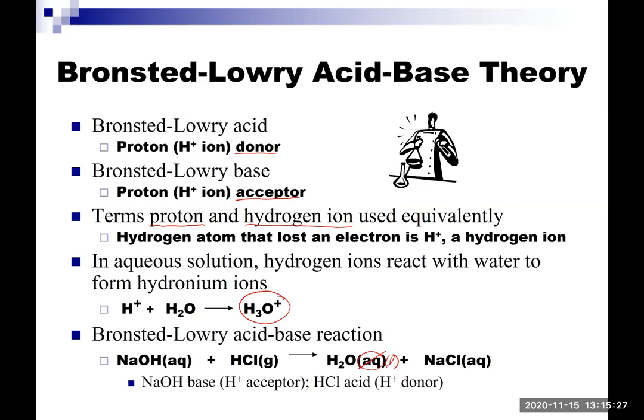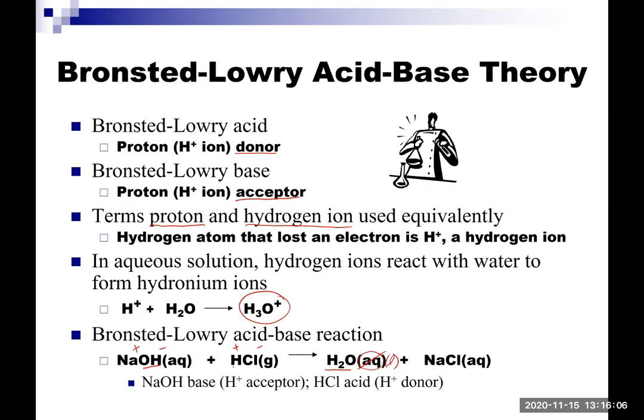So we have sodium hydroxide base, that is our OH minus and our Na+ species here. And we have HCl, that is H+ and Cl- species here. So what happens is the OH minus is going to accept a proton from HCl. How do we know that happens? Because OH minus becomes H2O in the products by accepting that proton from HCl.